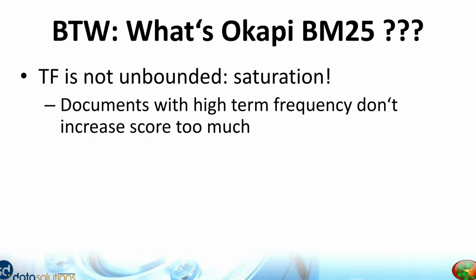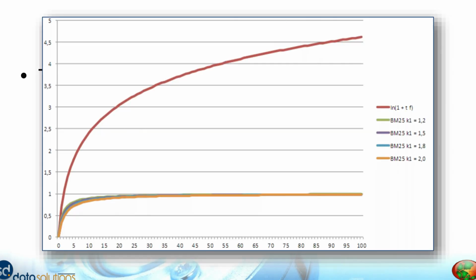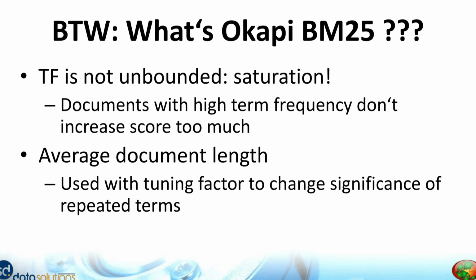You have the problem that the score goes up very, very unlimited, and with BM25 it's somehow bounded. So it does not go up indefinitely. You see here in the comparison, when the term frequency goes up and up and up, the score still goes up, but with BM25 it's limited. You can tune that a little bit. And there's also the average document length used internally, for the whole corpus, which gives something like a tuning factor to change the significance of terms internally.